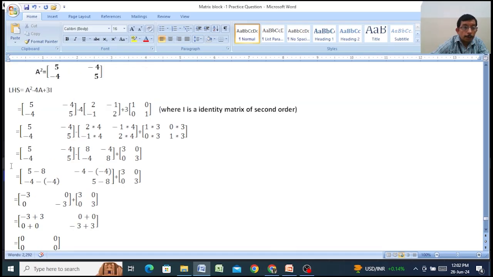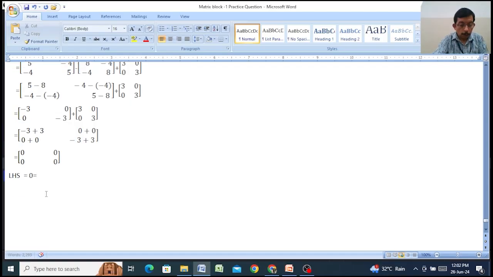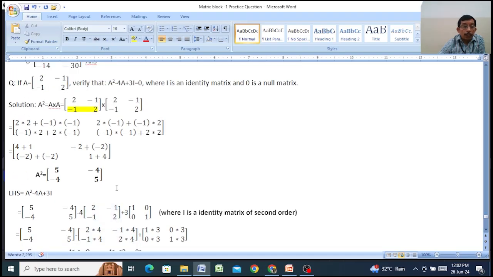Then LHS is equal to RHS. Left hand side equals right hand side. So, is it clear, students? First we calculate the value of A square by the matrix multiplication method, multiplying the row elements by the column elements, then we get the value of A square.